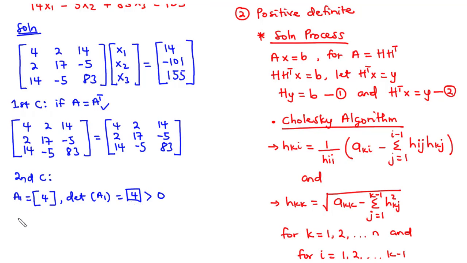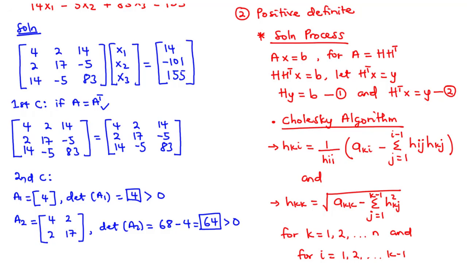Now let's move on to the second sub matrix, that is a 2 by 2 matrix. So we consider this 2 by 2 matrix. So it has elements 4, 2, 2, 17. So let's try to find the determinant of A2, and that will be equal to, we multiply these two values, 4 times 17, we have 68, minus 2 times 2, that is 4, and this is equal to 64, which is also greater than 0.